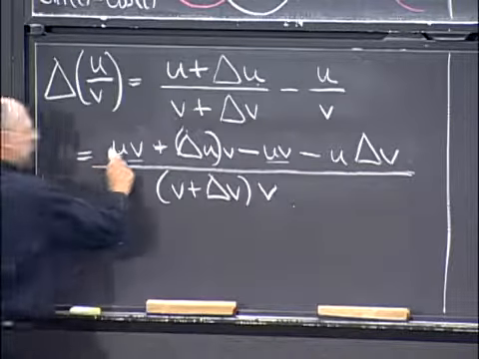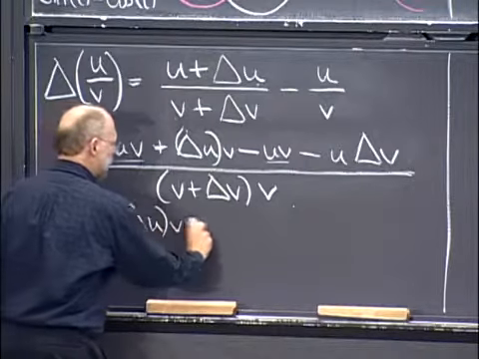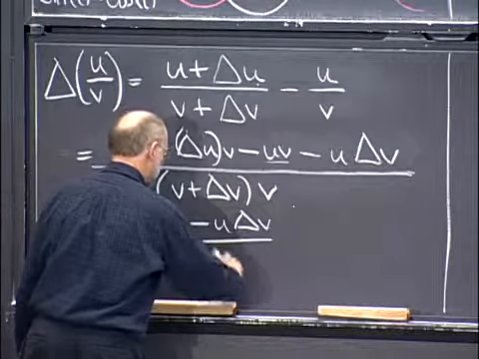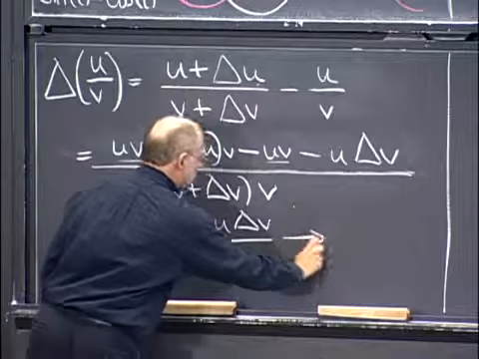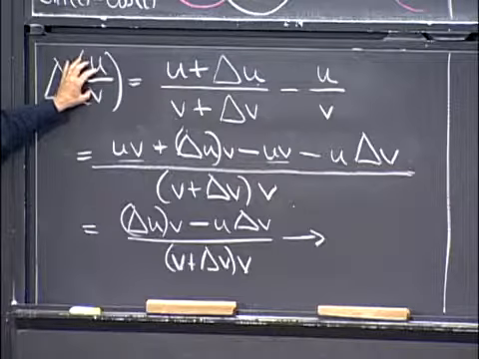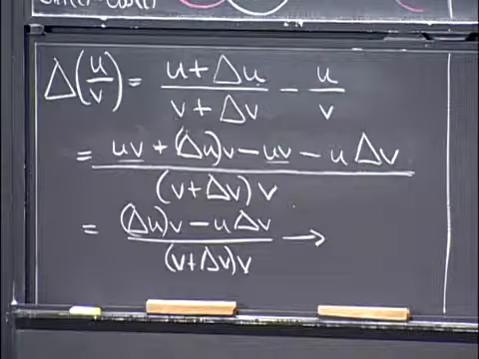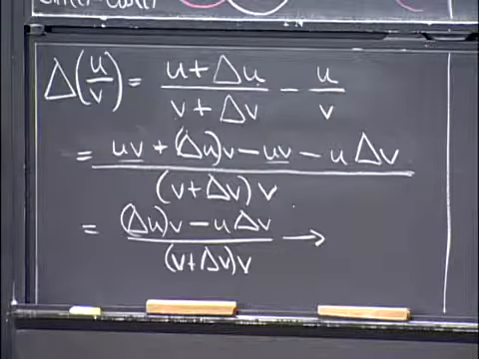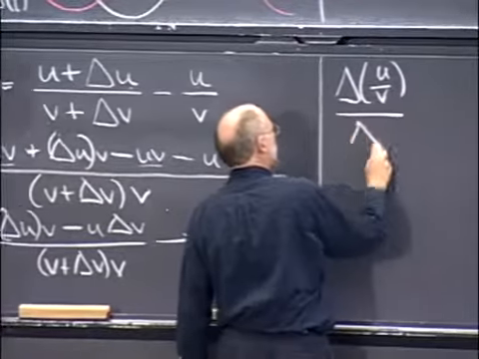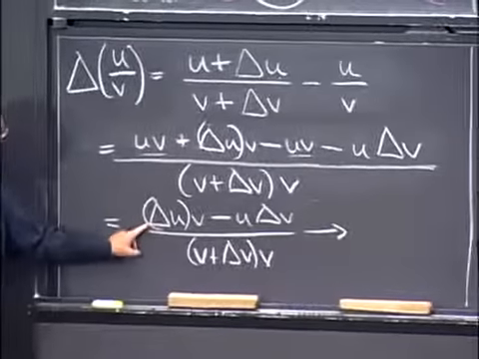Good. All right, so I cancel these, and what I'm left with then is delta U times V minus U times delta V, and all this is over V plus delta V times V. Okay, there's the difference. There's the change in the quotient. The change in this function is given by this formula. And now, to compute the derivative, I want to divide by delta x and take the limit. So let's write that down. Delta of U over V divided by delta x is this formula here divided by delta x.